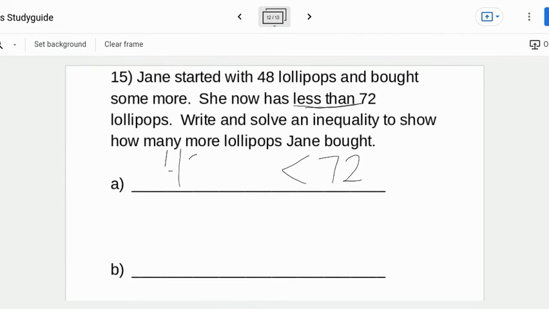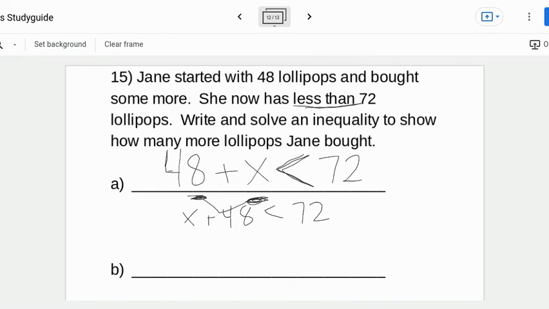So, she started with 48 and she bought some more. I'm just going to use X for the more that she bought. Now, I added these two because what she started with and what she bought, I have to add them and make sure it's less than 72, just like it says. So that's your inequality. If you wrote X plus 48 is less than 72, that's okay as well.